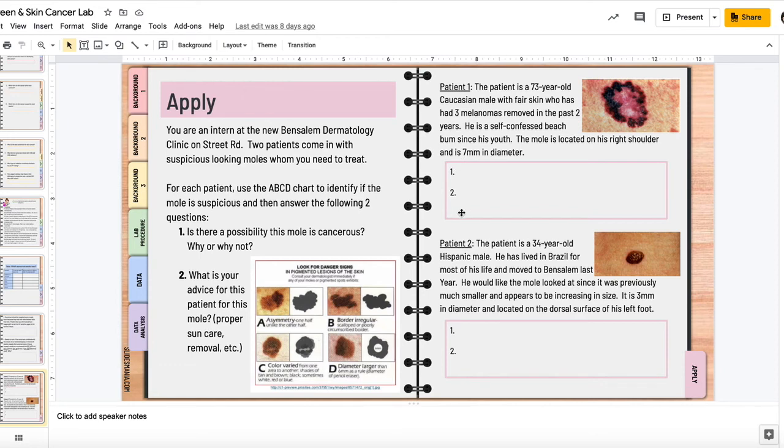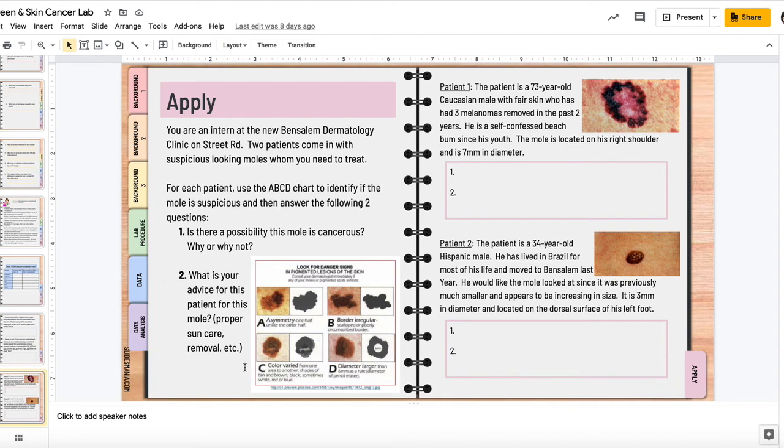And then you have 2 questions to answer. Those 2 questions are right here on the left side. One is you're going to look at the skin lesion after you read the background about the patient and say, is there a possibility the mole is cancerous? Why or why not? So that's your answer for number 1. And then for number 2, what would be your advice for the patient?